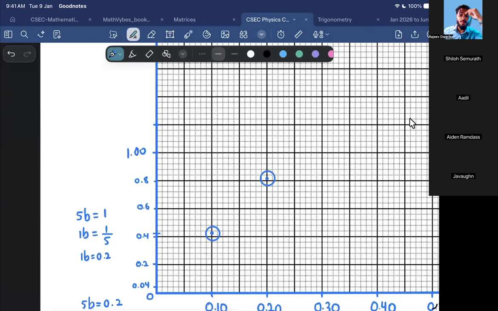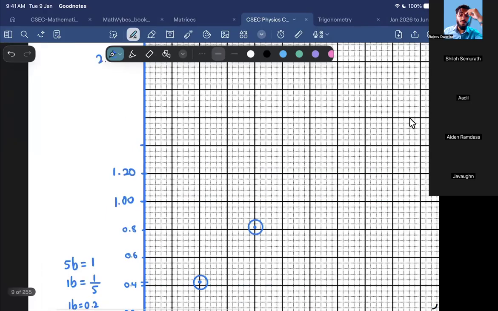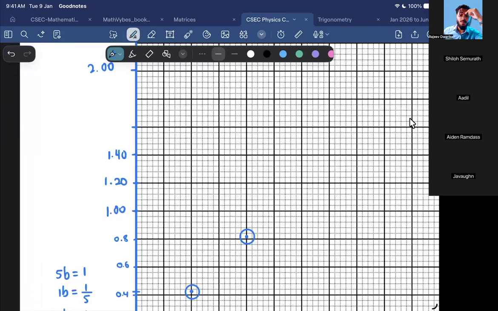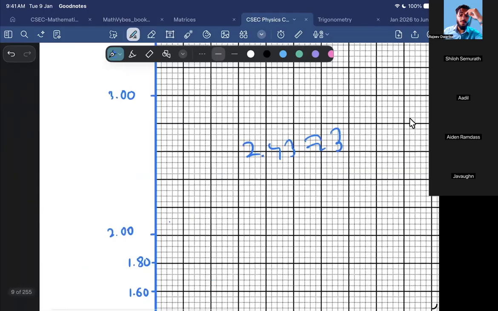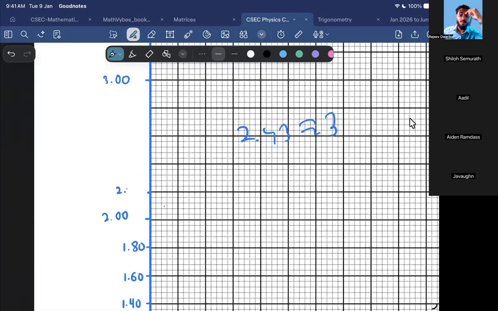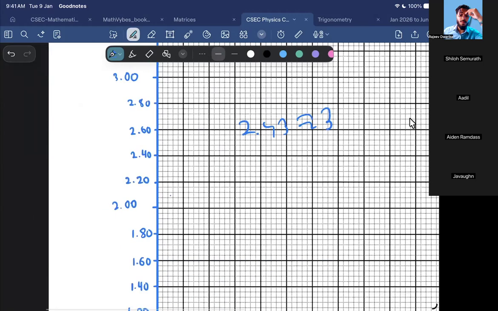So what would that be? Remind me, Javon, what was one big block? 0.2. So that would be 1.2. This would be 1.4. I want speed, like semi-automatic. Go. 2.0, 2.2, 2.4, 2.6, 2.8. Good. So we want to go up to 1.21.